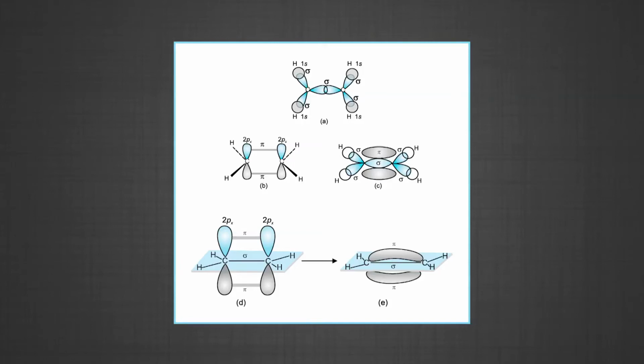The formation of sigma and pi bonds in ethene is shown in the figure. The figure shows you the formation of sigma and pi bonds in ethene.